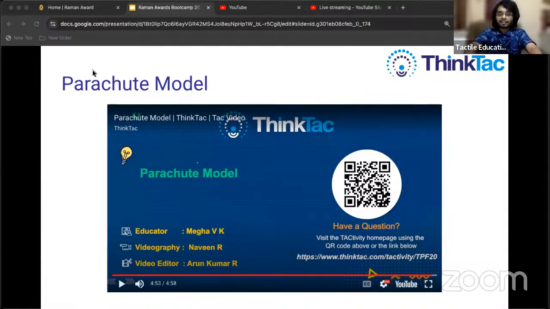So in today's bootcamp, we have made a parachute with very simple materials. We used the plastic cover that's there in our garbage cans. We've used wool or thread, and we've used a small weight like a magnet to make a parachute. So let's see what type of observations we can make with this type of a model.